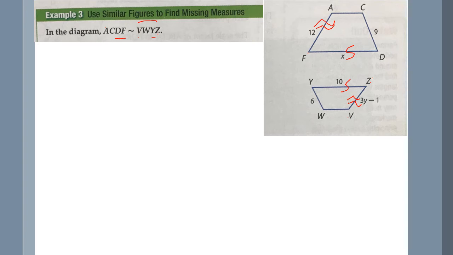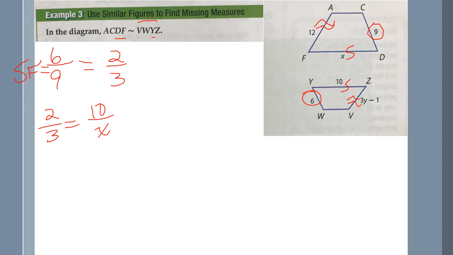So I know that my scale factor is 6/9, which is equal to 2/3. So now I can just use proportions. Let's solve for x. So 2/3 equals, smaller over larger, 10/x. So 2x equals 30, therefore x equals 15.